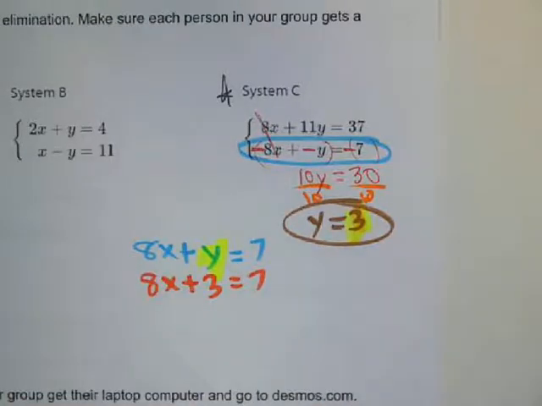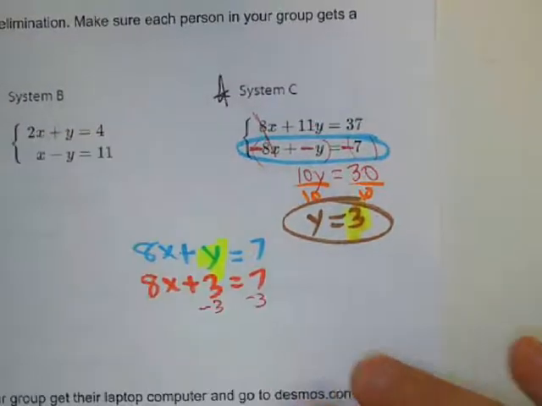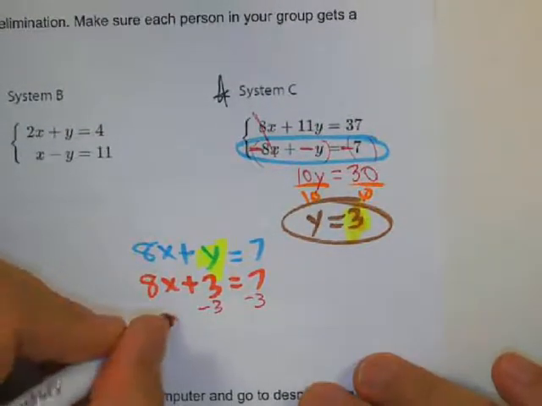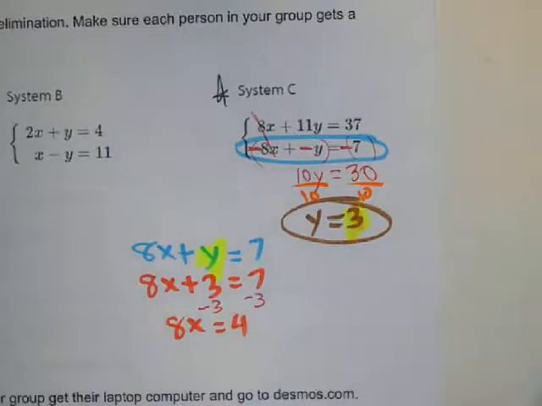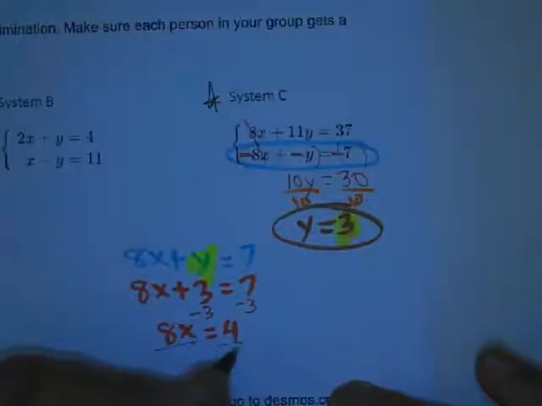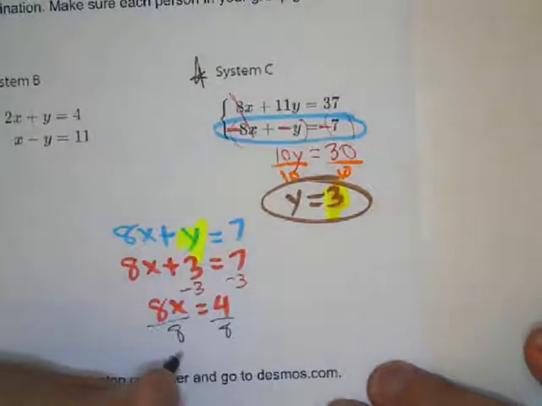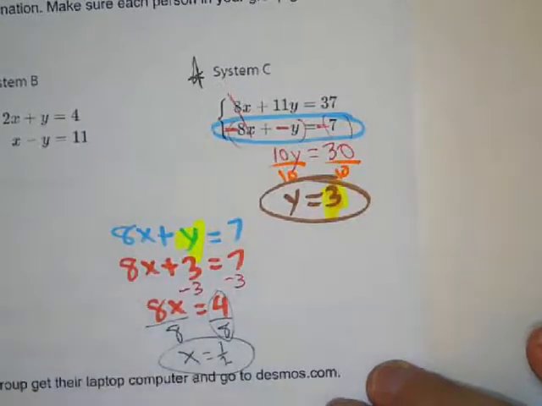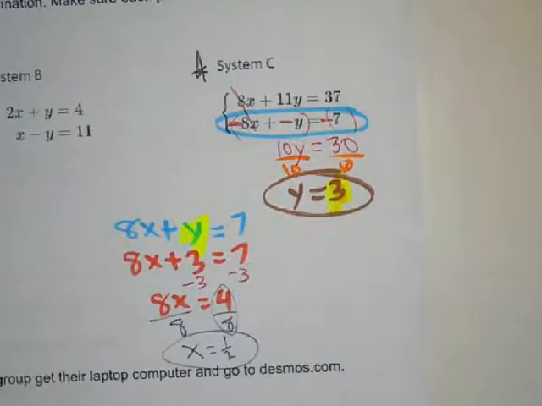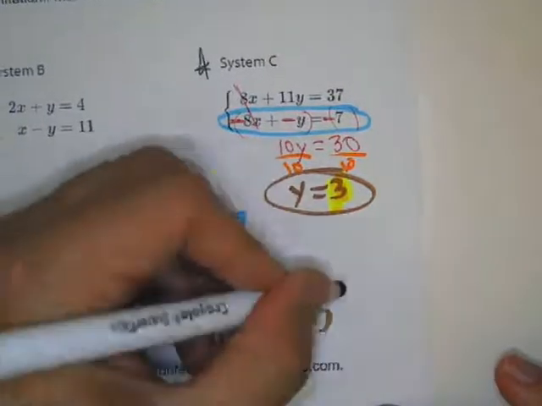So I can subtract 3 on both sides, and then I get 8x equals 7 minus 3, which is going to give me 4. And now I can divide by 8 on both sides, and then I get x equals 4 over 8, which is 1/2. Okay, so my final answer is 1/2, 3.